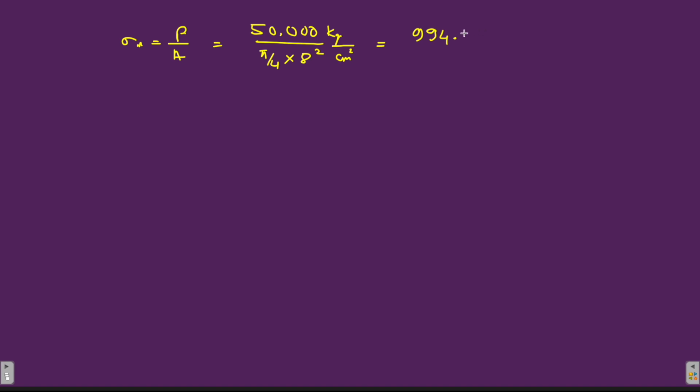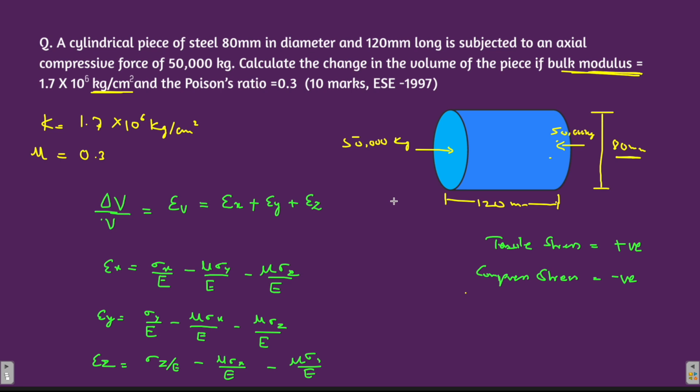994.72... 718 it is. So let me write it as 72 kg per centimeter square. This load is compressive, so let me write it as negative because it is compressive in nature. So that is sigma x. What is sigma y? Is there any force acting in the y direction or z direction? No. Since there is no force acting in the y or z direction, our sigma y and sigma z will be 0. We do not need to calculate it.